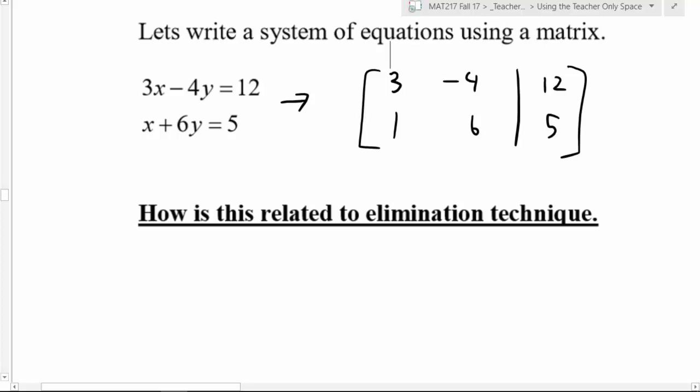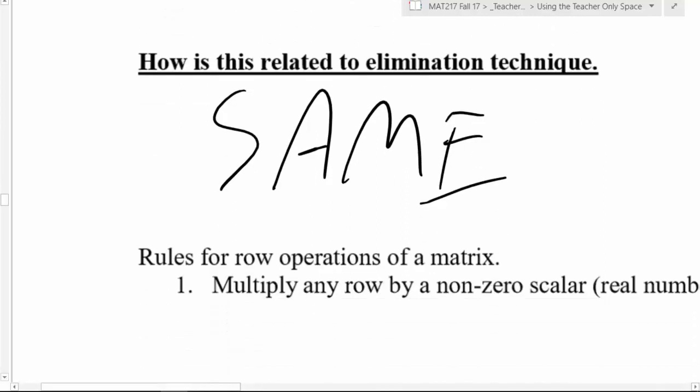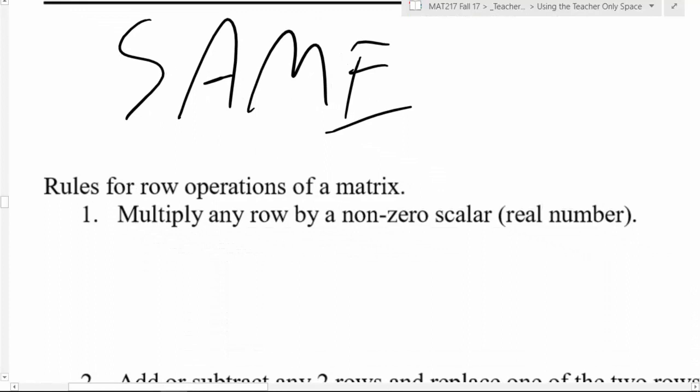Now, Gauss-Jordan, how is it related to the elimination technique? It's exactly the elimination technique. It is the same. We're not learning anything new. We're just using the elimination technique in a rectangle. So the rules for Gauss-Jordan are the same as the rules for elimination. What are you allowed to do to your rows? You can multiply any row by a non-zero scalar, aka a number. Multiply any row by any number as long as it's not zero.